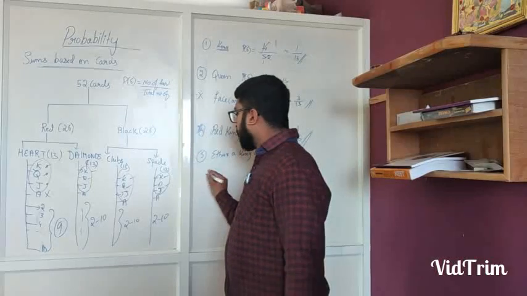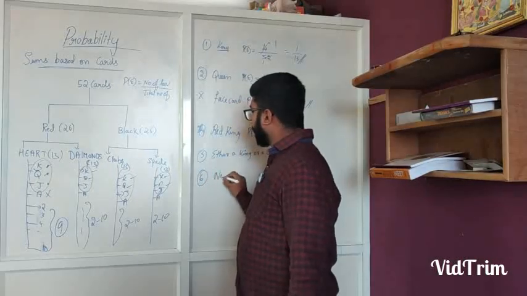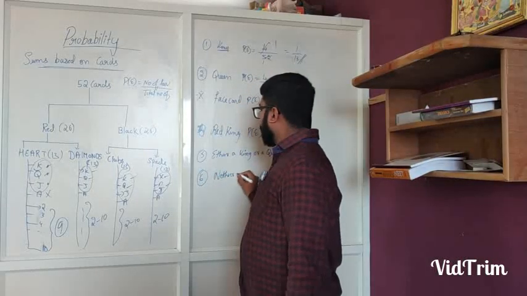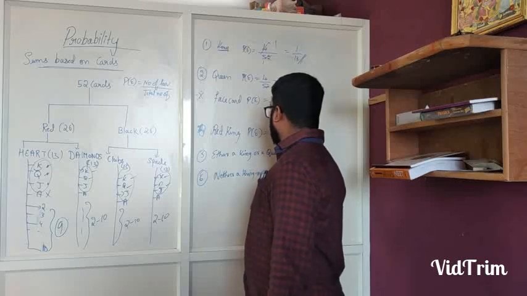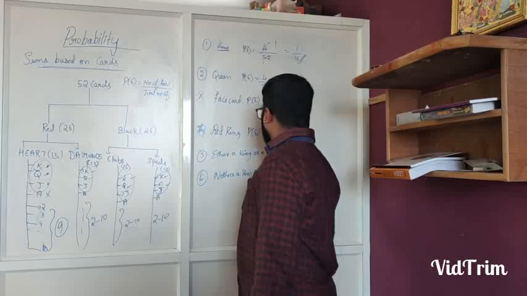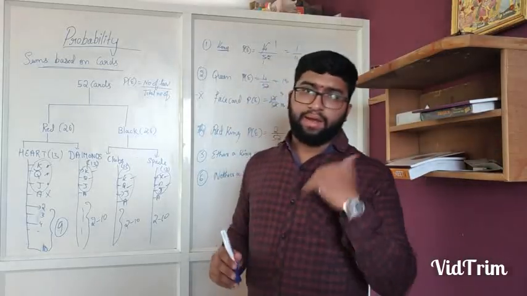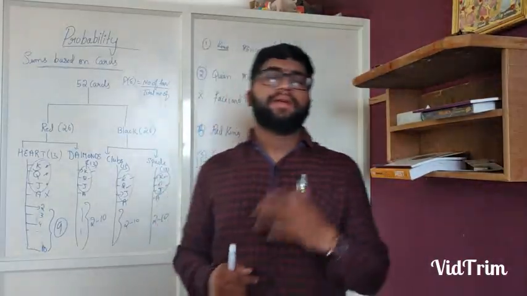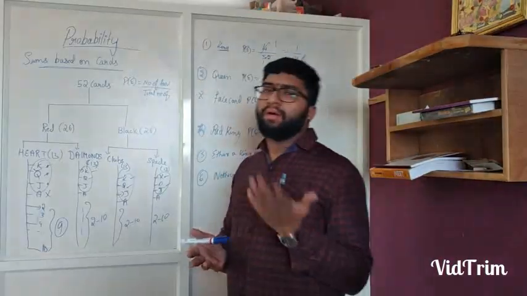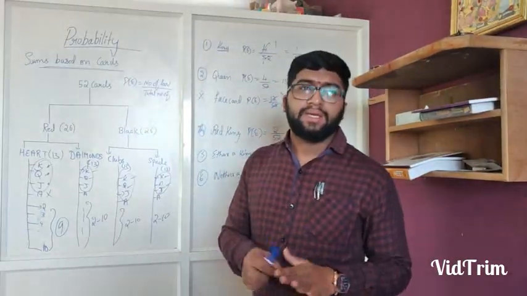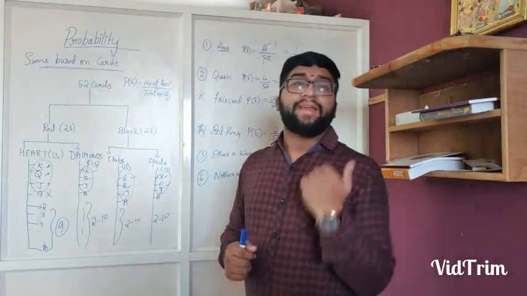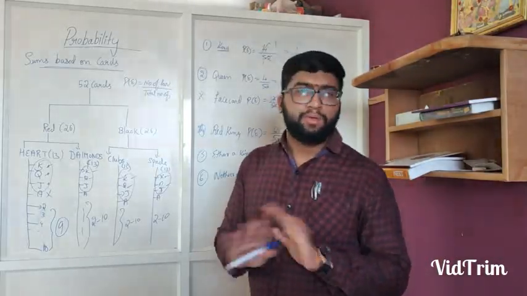Okay, so neither a king nor a queen. If they ask you this sort of question, neither a king nor a queen, it is very simple. Neither a king nor a queen means you should consider the cards other than king and queen. You should not consider both king and queen.